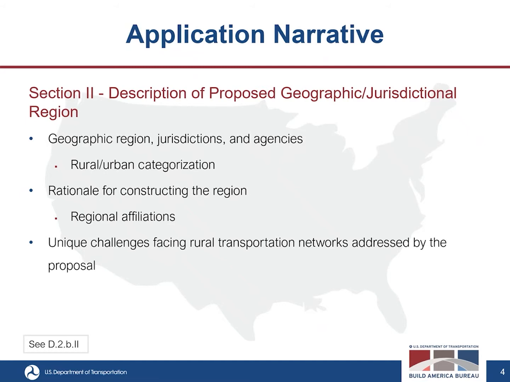The applicant should explain the commonalities and shared interest of the parties of the proposed Regional Infrastructure Accelerator and explain the rationale for establishing a region of this construct. Also explain the affiliations within the proposed region between the Regional Infrastructure Accelerator and its constituent members. Also in this section, the applicant should describe how the activities proposed in the application would address the unique challenges facing rural transportation networks, regardless of the geographic location of those activities.